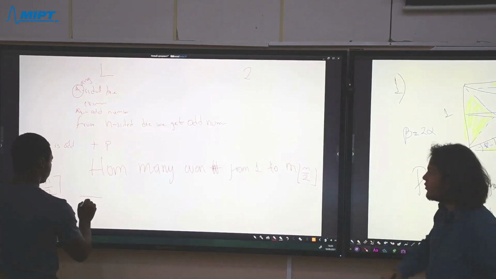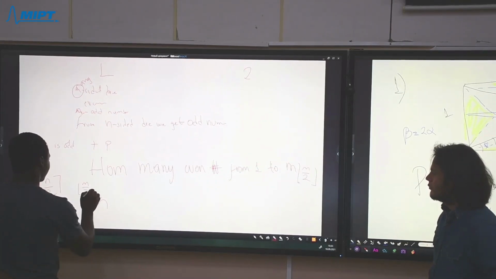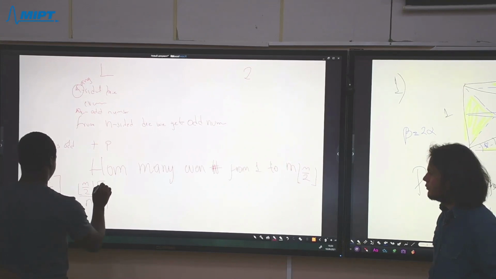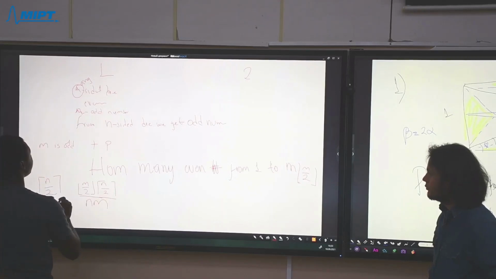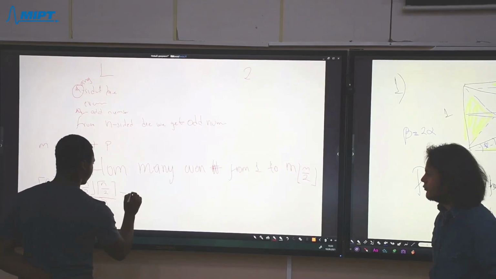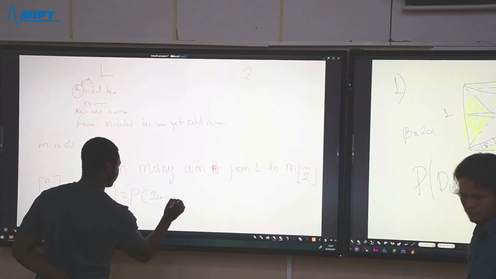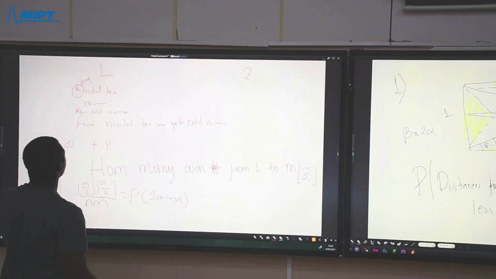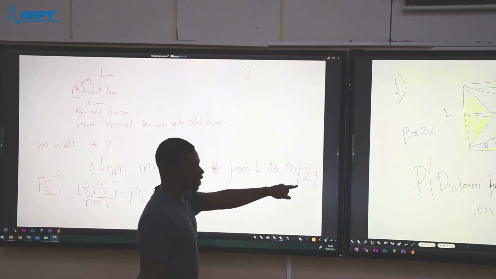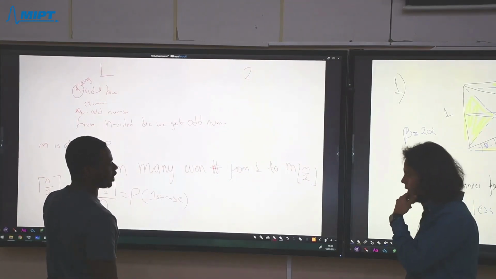So this is the probability of the first case. Well, n times m. The probability that we get an even number in the m-sided die is floor of m over 2 over the m possible outcomes, and multiply by the n-sided die probability.